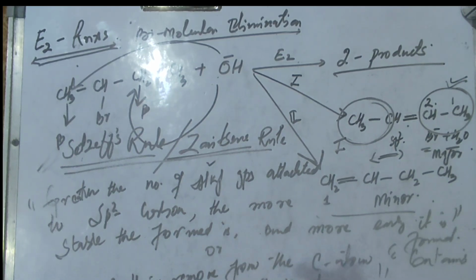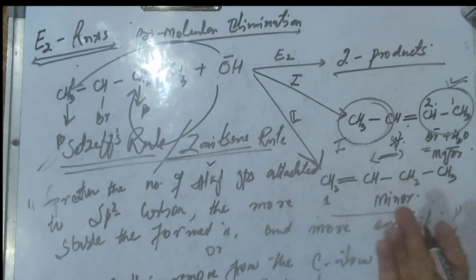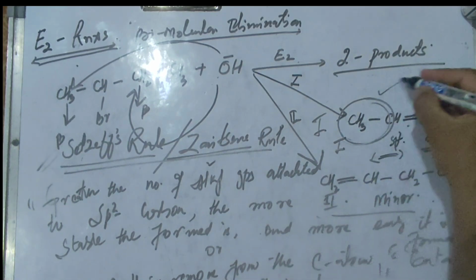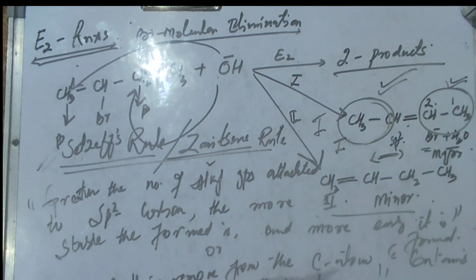So on the basis of Saytzeff's or Zaitsev's rule, the more substituted alkene is actually the major product because it is formed more easily and is more stable. That is why the first one is the major product in this case, and the second one is the minor product. The first one we will call Saytzeff's product in this case.